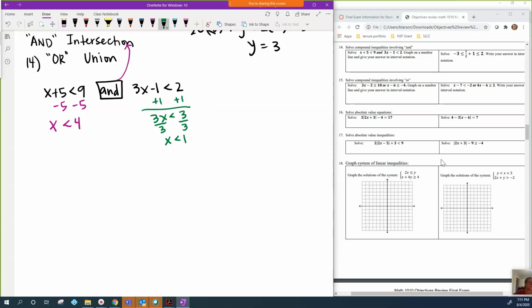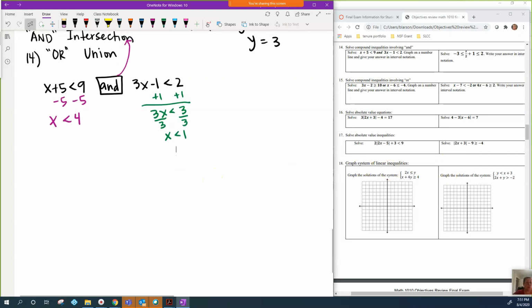All right, and so on this one I've got x is less than 4 and x is less than 1. Now I want to graph this on a number line. Let me make a little number line over here. Here's 1 and here's 4. They are open circles because they don't have the equal to part. So open circle at 4, and I want everything less than it, so that's everything to the left. And my other one is x is less than 1, so open circle at 1, and again, everything to the left. But remember, I want the intersection.